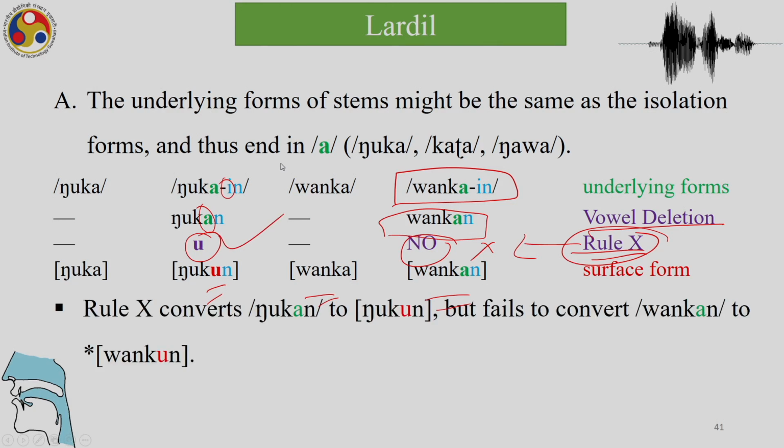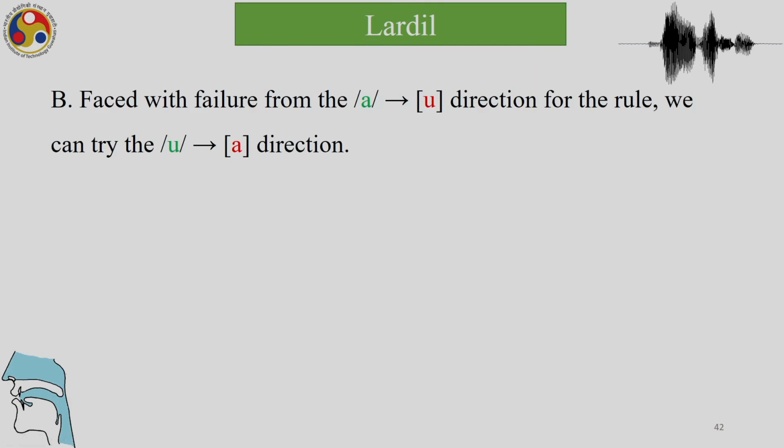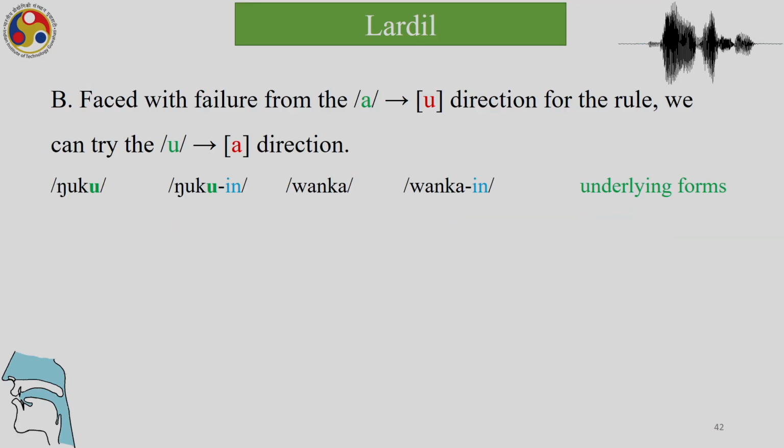So what more is happening in Lardil apart from vowel deletion? Rule X converts Ngukan to Ngukun, but fails to convert Wankan to Wankun. Something to note here is that the two vowels here are different, whereas the two vowels here are the same. So faced with the failure of the rule in the A to U direction, we can try the U to A direction. Let us add some more interesting analysis to the Lardil data: instead of saying that A goes to U, why don't we think that U goes to A?